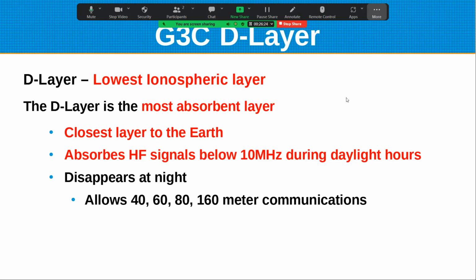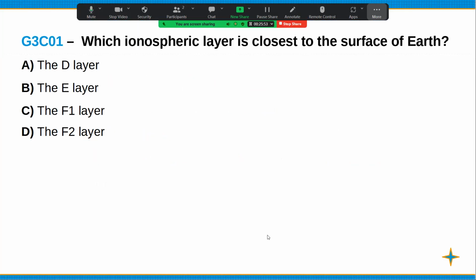The D layer is the lowest ionospheric layer. It has the most absorption because it's got a lot more molecules, atoms in it, closest to the Earth. Anything below 10 megahertz is normally totally absorbed during the daytime. It doesn't absorb at nighttime because it disappears. So at night, you can do 40 through 160. Difficult during the day, if not impossible. 40 works sometimes. Which ionospheric layer is closest to the surface of the Earth?